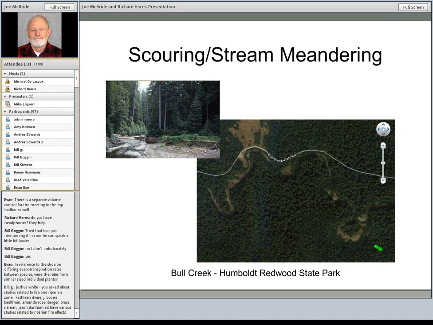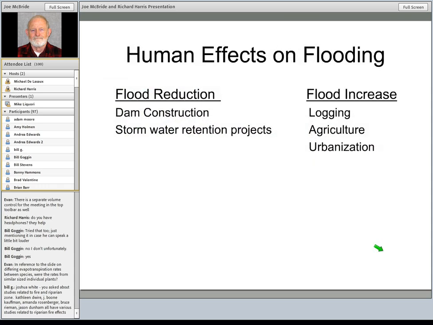So scouring and stream meandering are associated with flood events, and they can not only undermine trees but also change the location of the stream channel, often leaving some portions of the riparian forest, high and dry, so to speak. Next slide.